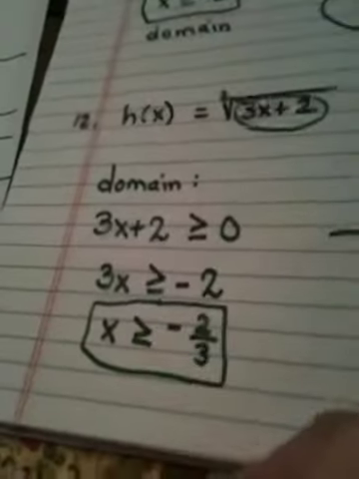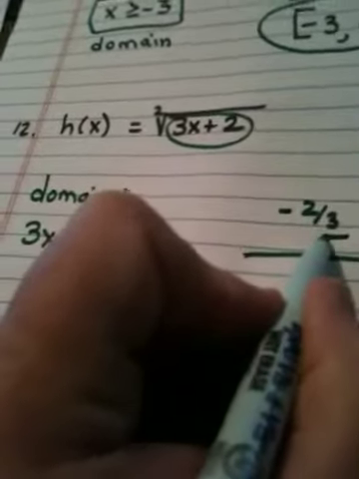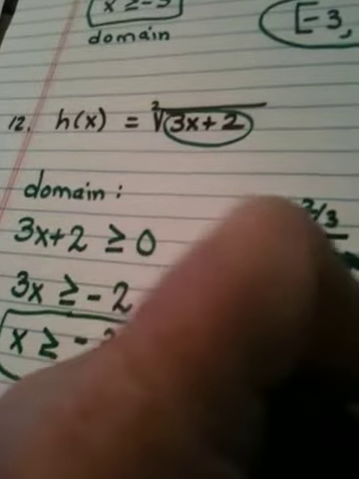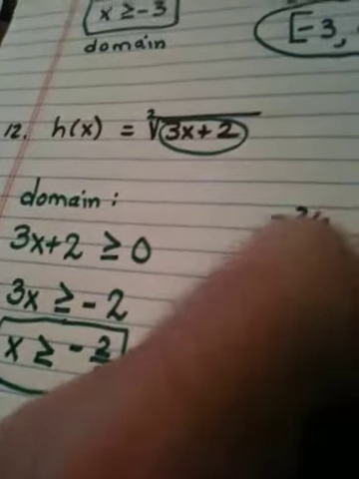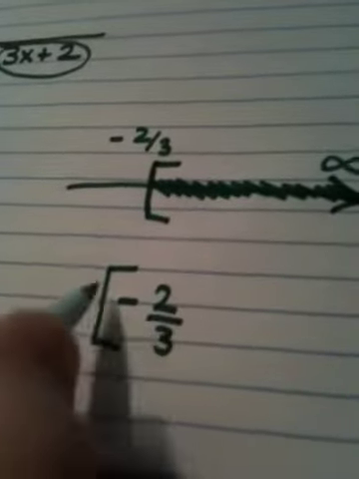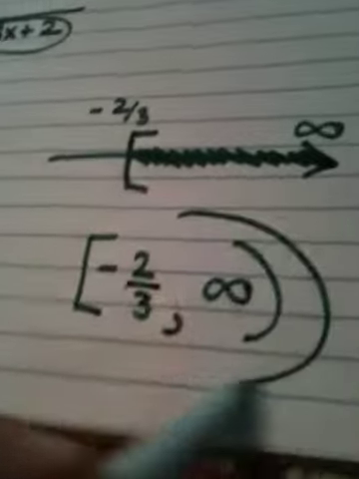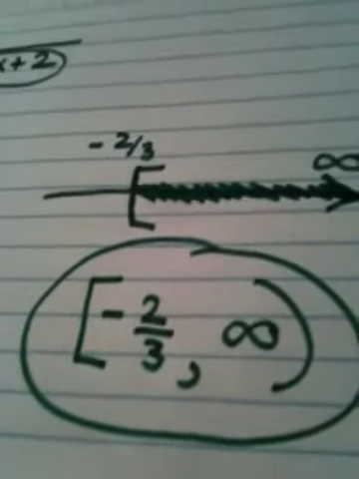Greater than or equal to, I put a bracket because the equals is there, and greater than, I shade in this direction. Of course, this direction means I'm heading toward infinity. And the way I write that answer in interval notation is negative 2/3 with a bracket because I'm including negative 2/3, comma, infinity with a paren. And that is my domain of this function.